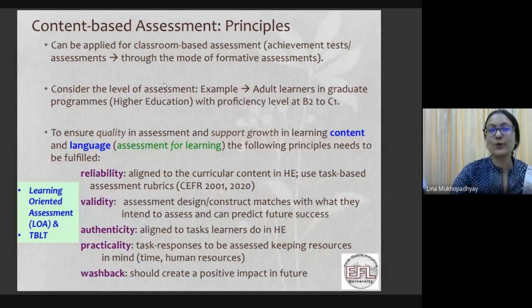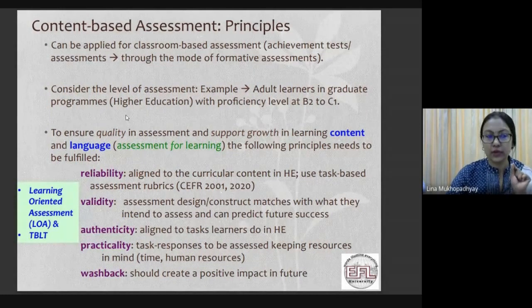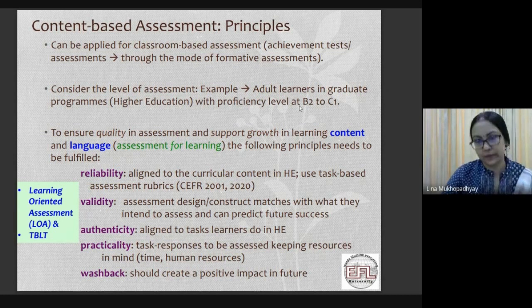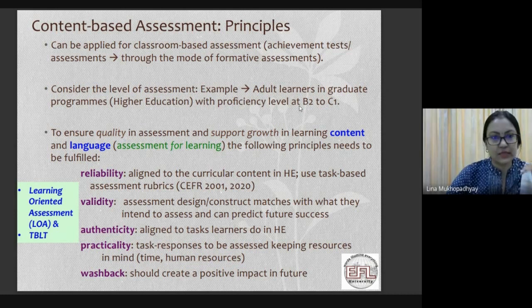Right. So let us look at the level of assessment. As I said, the first and foremost thing that the teacher has to identify in order to create content-based assessment in a content course or in a language course which focuses on content within the EMI model, is that we have to consider the level of assessment. So here I'm considering adult learners in graduate programs with proficiency level B2 to C1. Okay, so that is where I have pitched the application of content-based assessment.